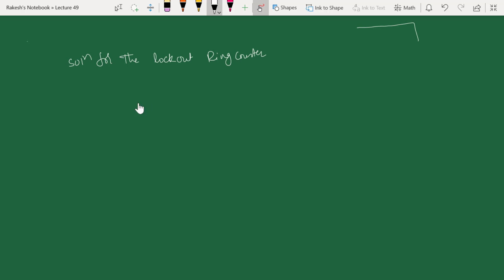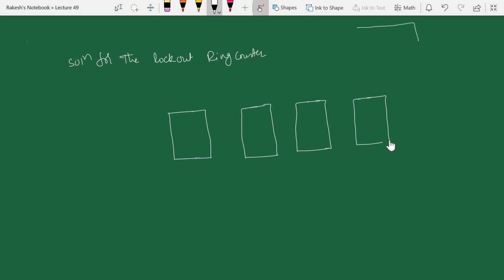So to avoid the lockout problem, we are going to slightly modify the ring counter circuit so that it never goes to a lockout state, as well as it automatically starts. We don't have to give the manual one into the first flip-flop, what we did in the previous design.